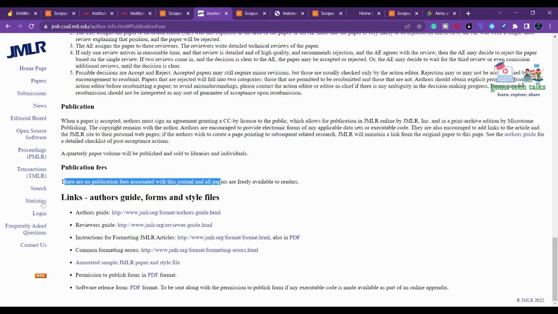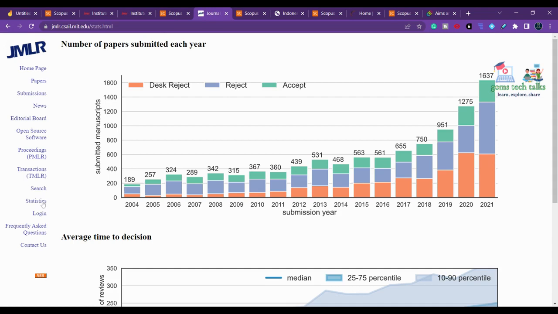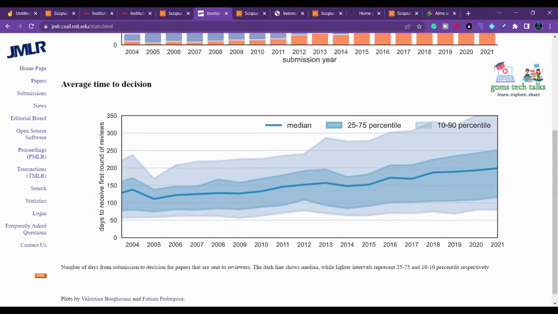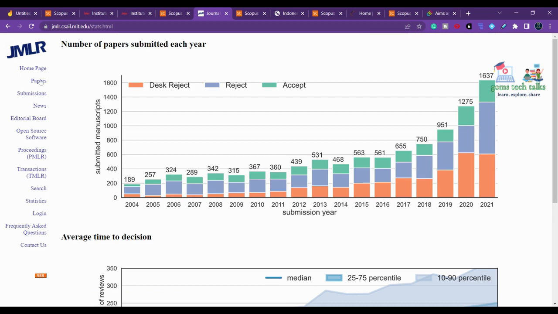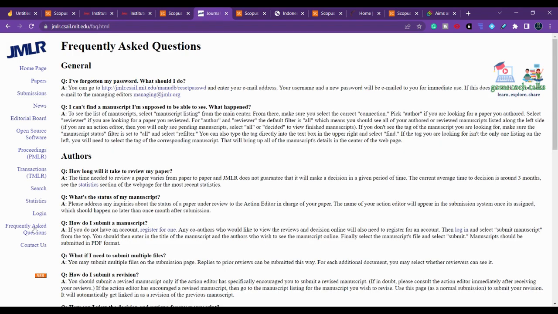And then if you go to the statistics, this is the average time. So here you can see this is the median. They are taking nearly 120 days, 125 to 130 days to respond back, that is, days to receive first round reviews. So if you want to immediately get the response, don't go for it. But if you are in the starting phase, you can definitely submit your paper here.